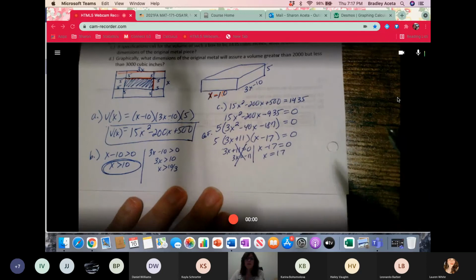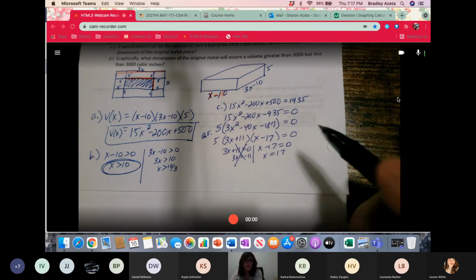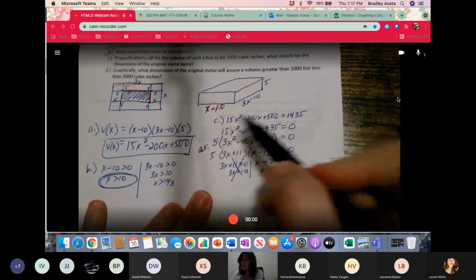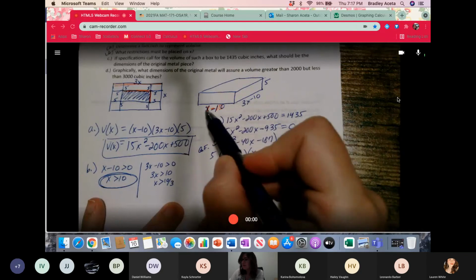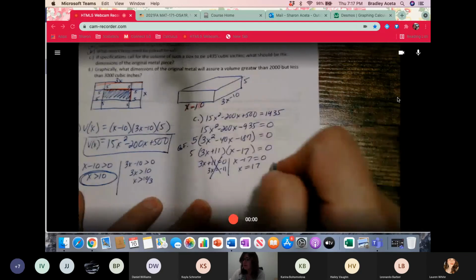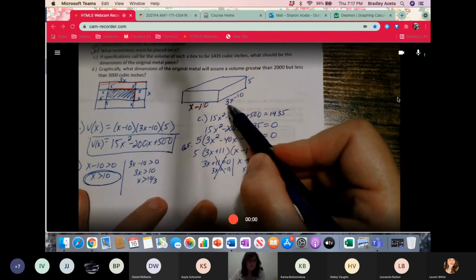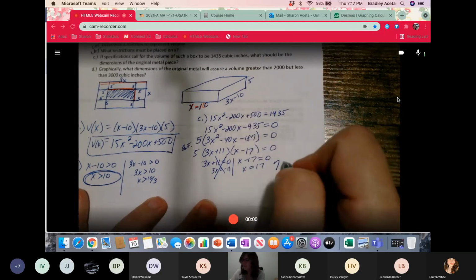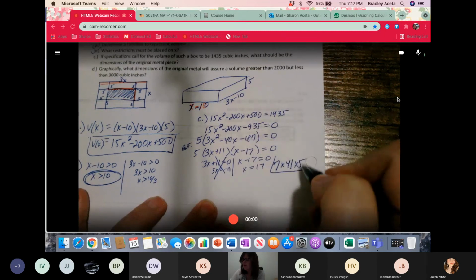So x is going to be 17, which would be the length, but it asks us specifically what are the dimensions. So 17 would be our x, so we put 17 in for x here. 17 minus 10 is 7. 17 times 3 is 51 minus 10 is 41. And then 5. That would be the dimensions.